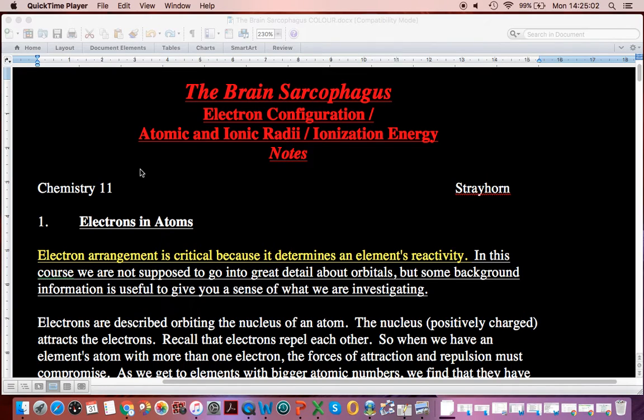Good day. You should have a booklet that says the brain sarcophagus, for reasons you may figure out sometime. This is not only providing notes, it really becomes your summary booklet for this section. And this is a tiny section, so hopefully there aren't too many problems with it.